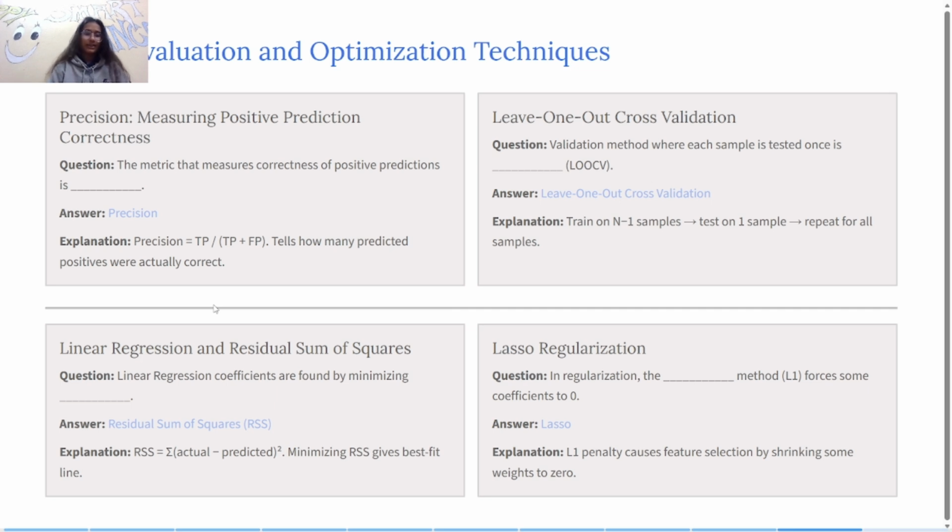Now question number 19 here. Linear regression coefficients are found by minimizing blank. To find the best line, linear regression minimizes the difference between actual and predicted values, specifically the residual sum of squares, RSS. The blank here is RSS, residual sum of squares.